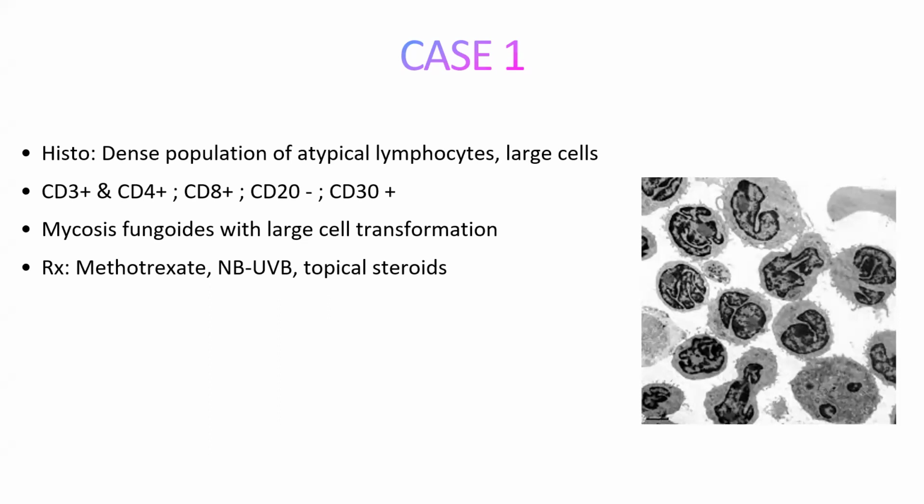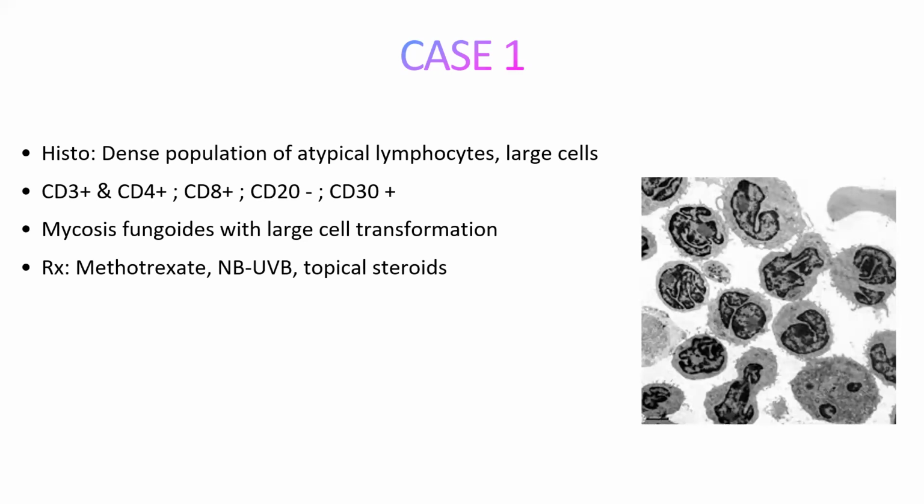Her biopsy showed a dense population of atypical lymphocytes in the dermis with cerebriform nuclei, and you can see a depiction in this picture. The nuclei tend to look like a brain, and hence it's called cerebriform nuclei, and she also had large cells. Her immunohistochemistry showed CD3 and CD4 positive, which are markers on T cells, and CD8 positive. They were CD20 negative, so they were not B cells, and they were CD30 positive, which is not typically observed in MF, but CD30 markers may appear on large cells that have transformed to a higher grade lymphoma. So we diagnosed her with mycosis fungoides with CD30 positive large cell transformation.